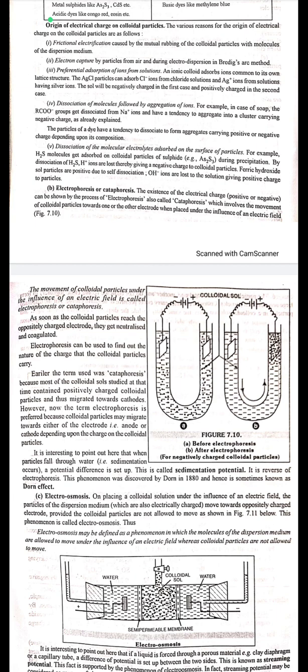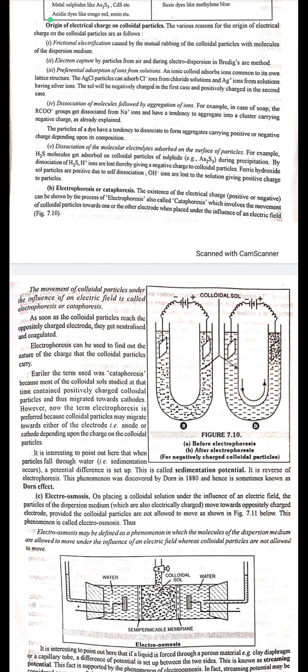B. Electrophoresis or cataphoresis. The existence of the electrical charge can be shown by the process of electrophoresis, also called cataphoresis, which involves the movement of colloidal particles towards one or the other electrode when placed under the influence of an electric field. The movement of colloidal particles under the influence of an electric field is called electrophoresis or cataphoresis. As soon as the colloidal particles reach the oppositely charged electrode, they get neutralized and coagulated. Electrophoresis can be used to find out the nature of the charge that the colloidal particles carry.